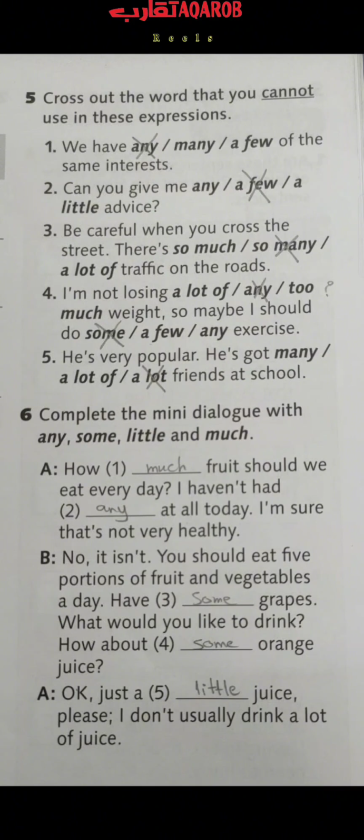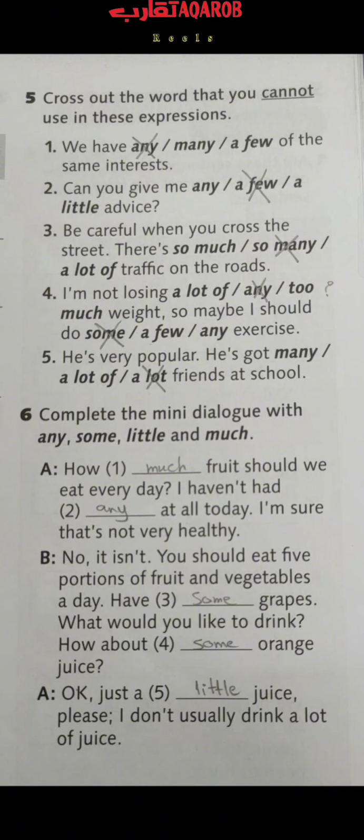So, in the previous lesson, we did some exercises on the activity book, exercise number 1, 2, 3, 4. And now let's get started with the fifth exercise, which is crossing out the word that you cannot use in these expressions.